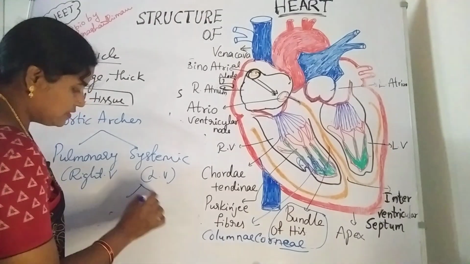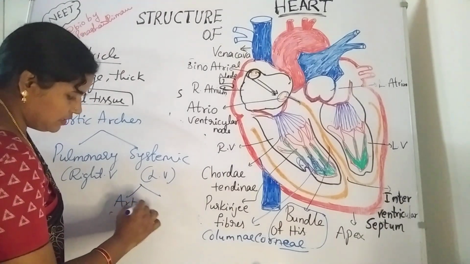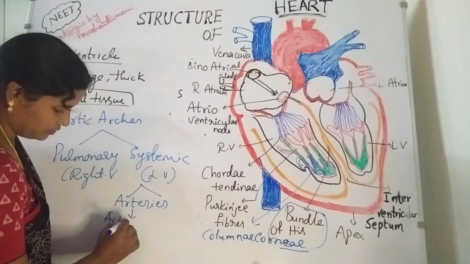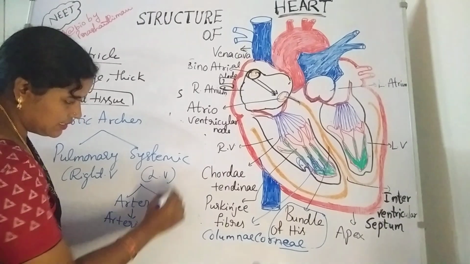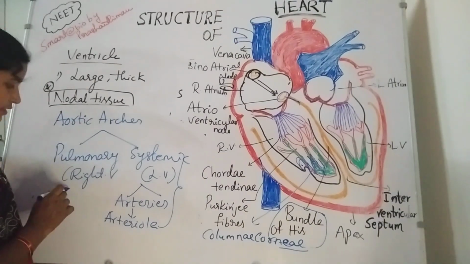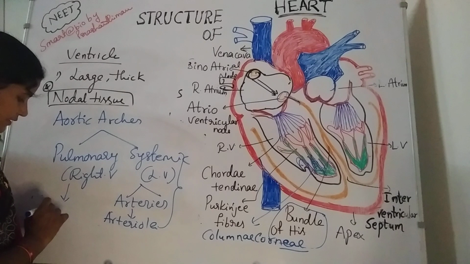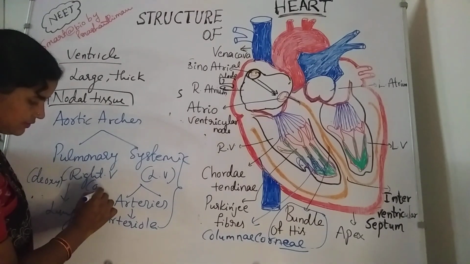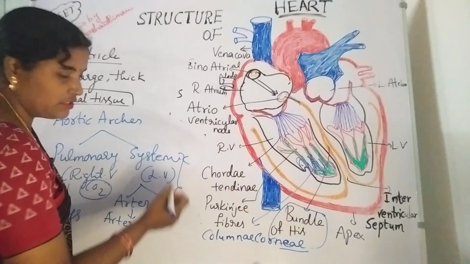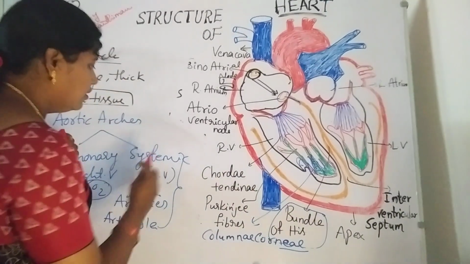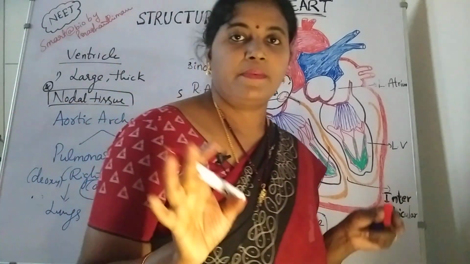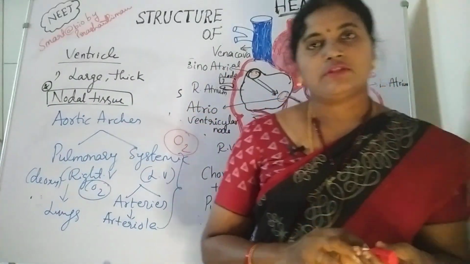And the systemic again is divided into branches towards the arteries. From the arteries it enters into the arterioles. So this is the network of blood vessels. And the pulmonary vessel enters into the lungs, so it contains deoxygenated blood. Deoxygenated means it contains carbon dioxide, and the systemic blood vessels contain oxygen, and this oxygenated blood is distributed to all parts of the body. So that is all about the structure of the heart.